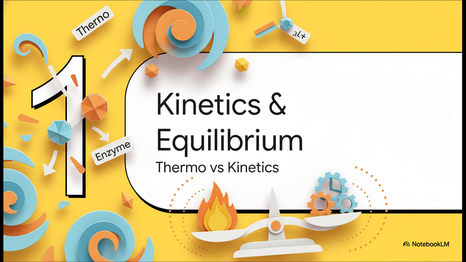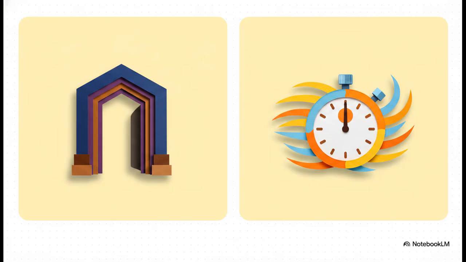All right, Section 1, Kinetics and Equilibrium. Let's set the stage with the foundational rules of all chemical reactions. To really get how enzymes work, we've got to separate two massive concepts in chemistry: thermodynamics and kinetics. On the left, thermodynamics. Think of Gibbs free energy, or delta G. That tells us if a reaction is even possible. It's like the ultimate gatekeeper.